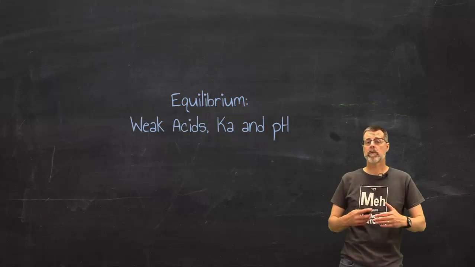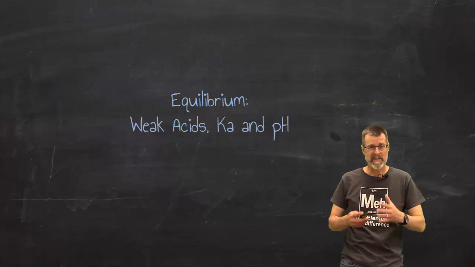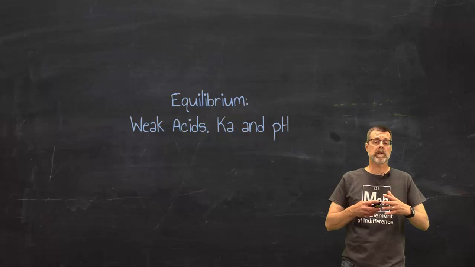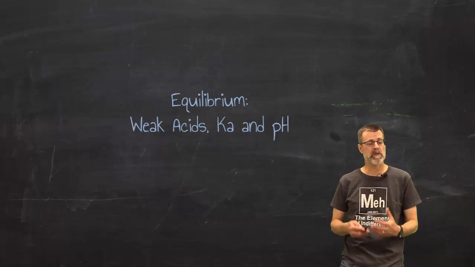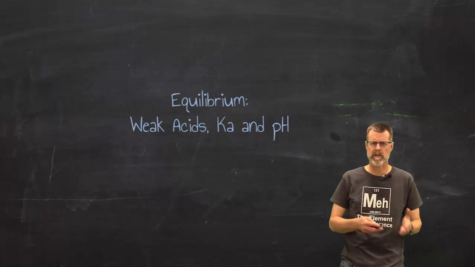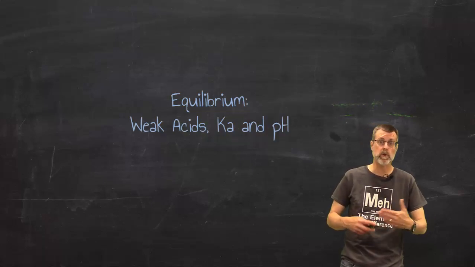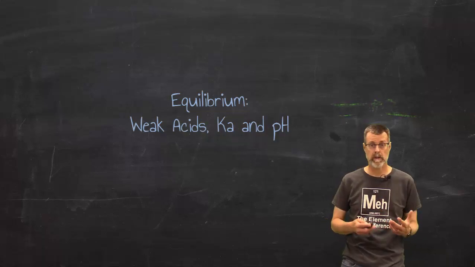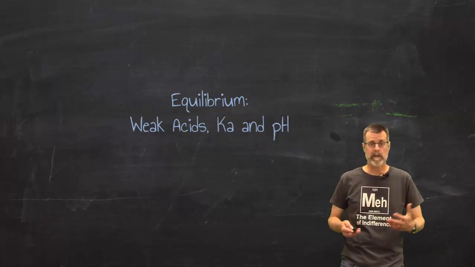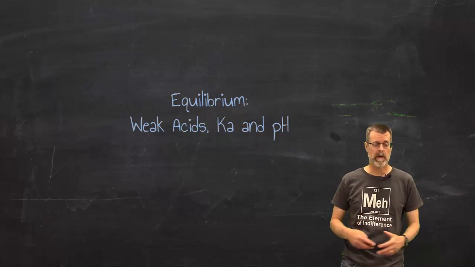All right, so as we've been working our way through equilibrium, we've looked at various types of equilibrium. We've looked at equilibrium in very general terms. We've zoomed in and looked at some in specifics. And we've already talked about weak acids and weak bases in terms of the fact that they do an equilibrium. Now we want to look at how we handle the equilibrium. So that's what we're talking about today, is the weak acids, Ka and pH.